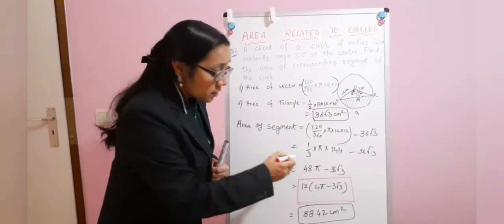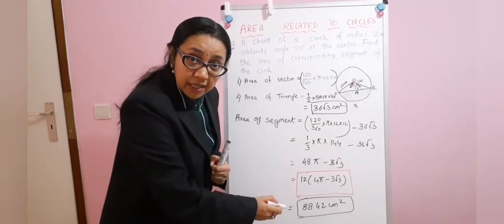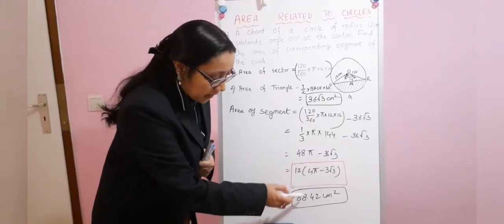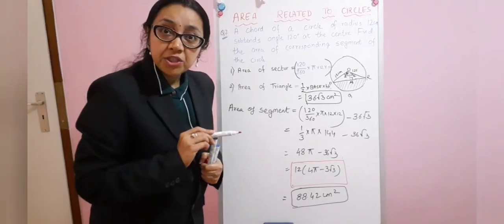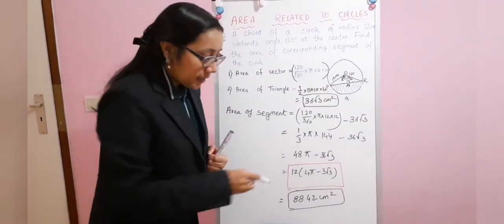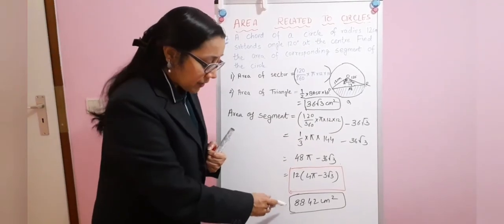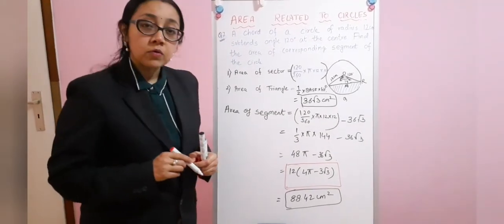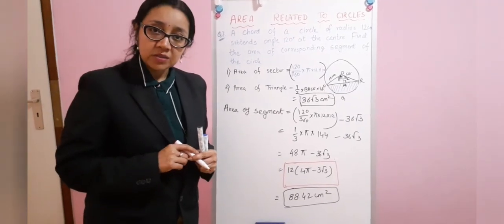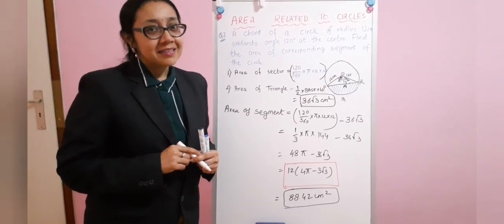So students, just I've calculated. You can check your answer. I first simplified. We know the value of pi as 3.14 in the question it is given, and root 3 as 1.732, right? Just substitute the value and you will get the answer as 88.42 centimeter square. I hope that you have understood this question, and thank you for watching.